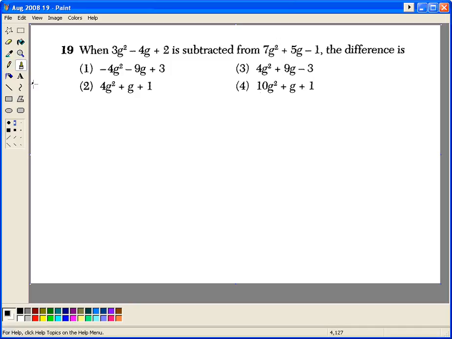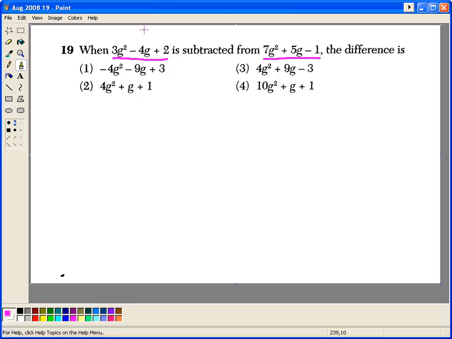So this problem is classic. It shows up on almost every exam. Students typically will see this term first. They'll see the word subtracted, and then they'll see this term, and they'll take this expression minus this expression. However, let me see if I can make this a little clearer.